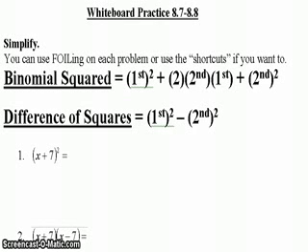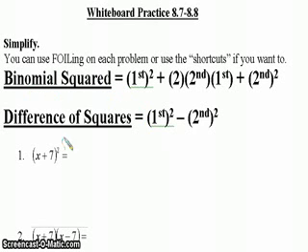Okay, here's your whiteboard practice. You guys will be writing your answers on your whiteboards, following along. Some of the problems you will have the option, I suppose, of using the binomial squared shortcut we talked about.